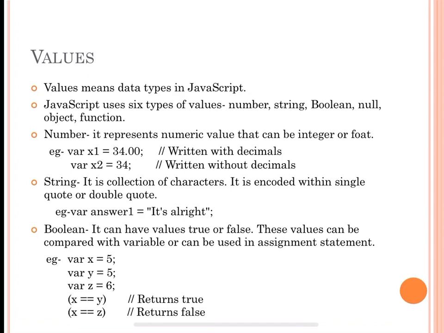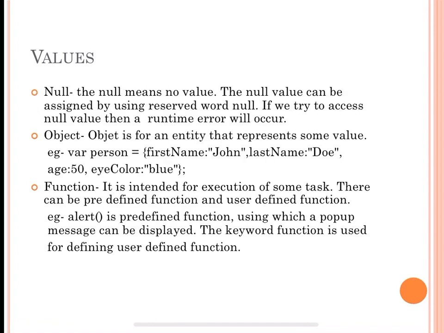Okay, so now let's move on to the next slide. Next is the null data type. Null means no value. The null value can be assigned by using the reserved word null, and if we try to access the null value of a variable, then it will give us a runtime error.